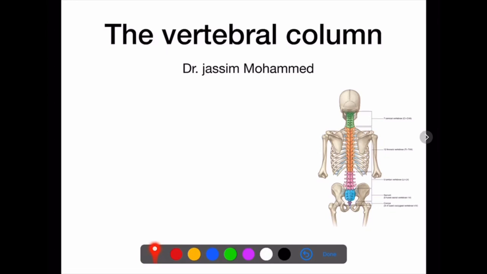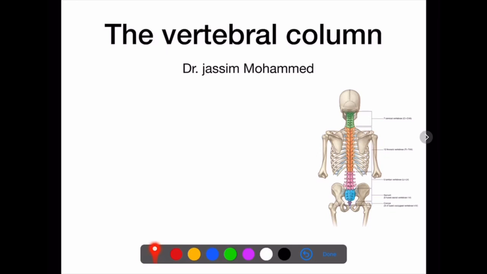As you know, it is the central part of the bony skeleton. This bony skeleton is supporting the skull and supporting the shoulder girdle, which also supports the upper limb. There is a pelvic girdle which is attached to the vertebral column and transmits the body weight to the lower limb.